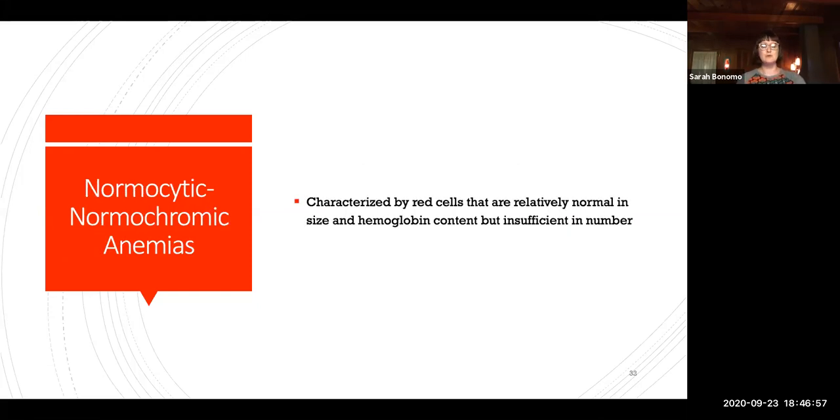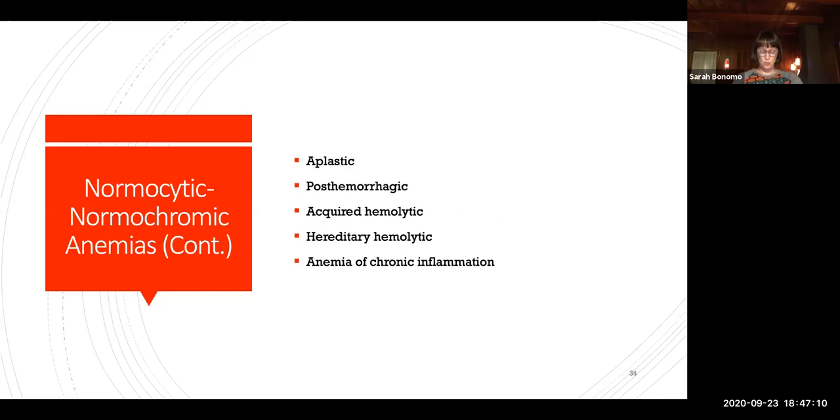Okay, so normocytic normochromic anemias. This means red cells that are normal in size and have a normal hemoglobin content, but we just don't have enough of them. We're not going to go into a whole bunch of detail on these, but these are the 5 types of normocytic normochromic anemias. Again, normal size, normal hemoglobin content. We just don't have enough red blood cells.